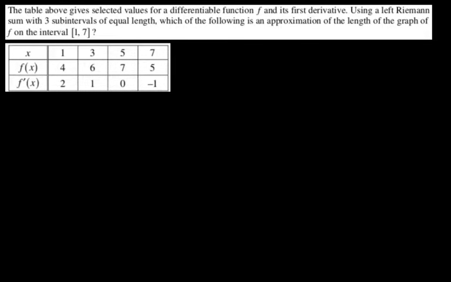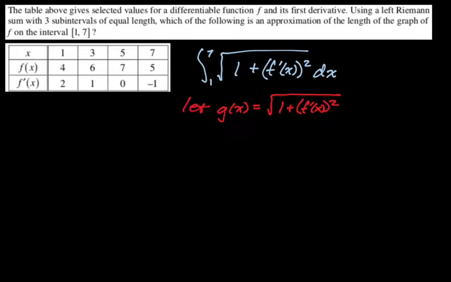Step 1 is just write down arc length. So 1 to 7, square root of 1 plus f prime squared dx. Now the issue is, what do we do with this? Well, when you are confused about the integrand and you have to do a Riemann sum, rename the integrand. So I'm going to say, let g of x equal the radical of 1 plus f prime squared.